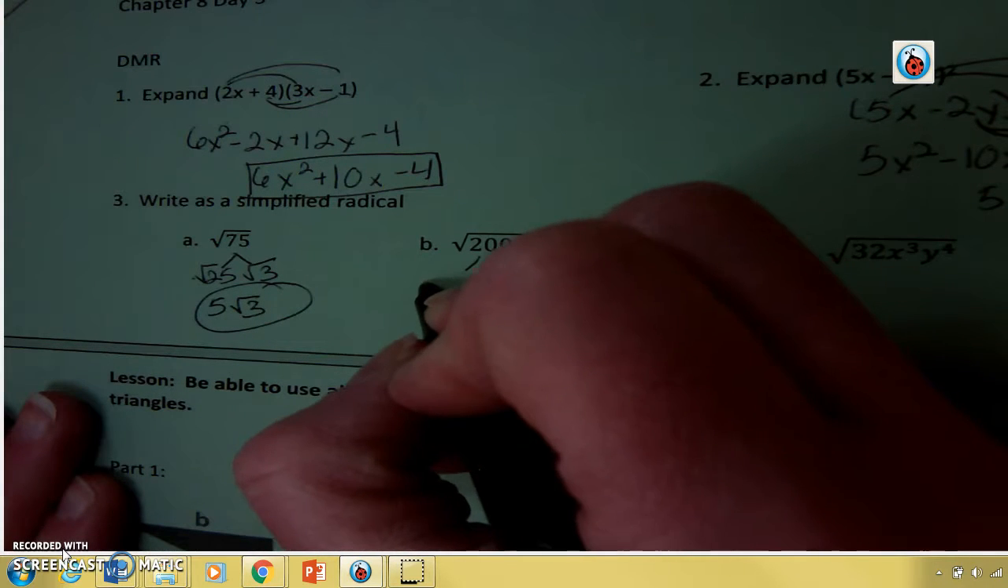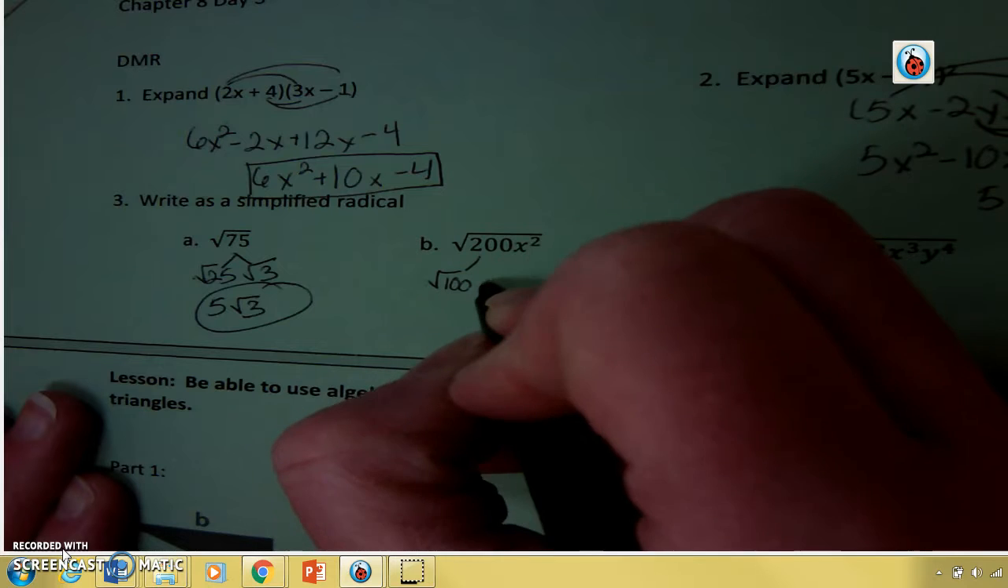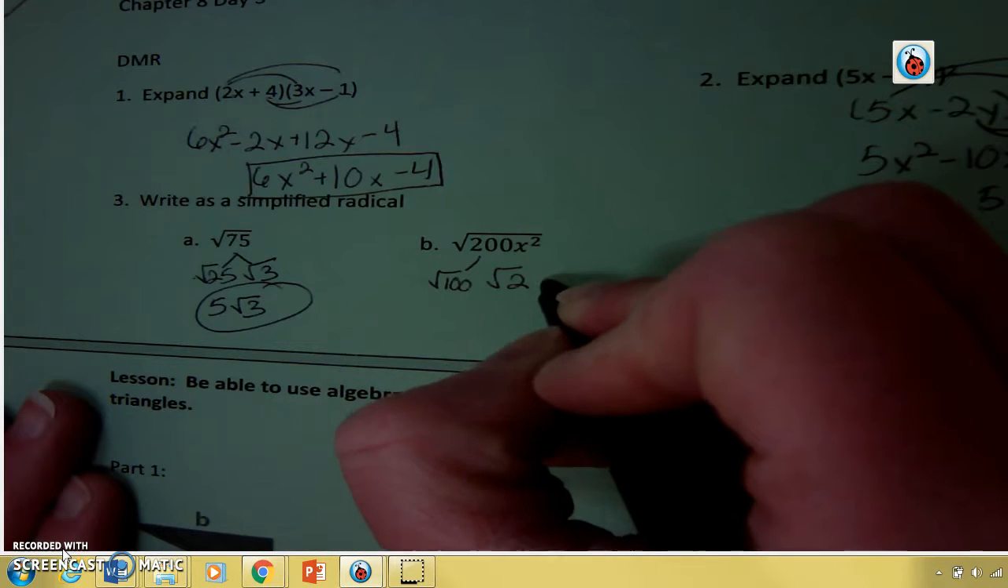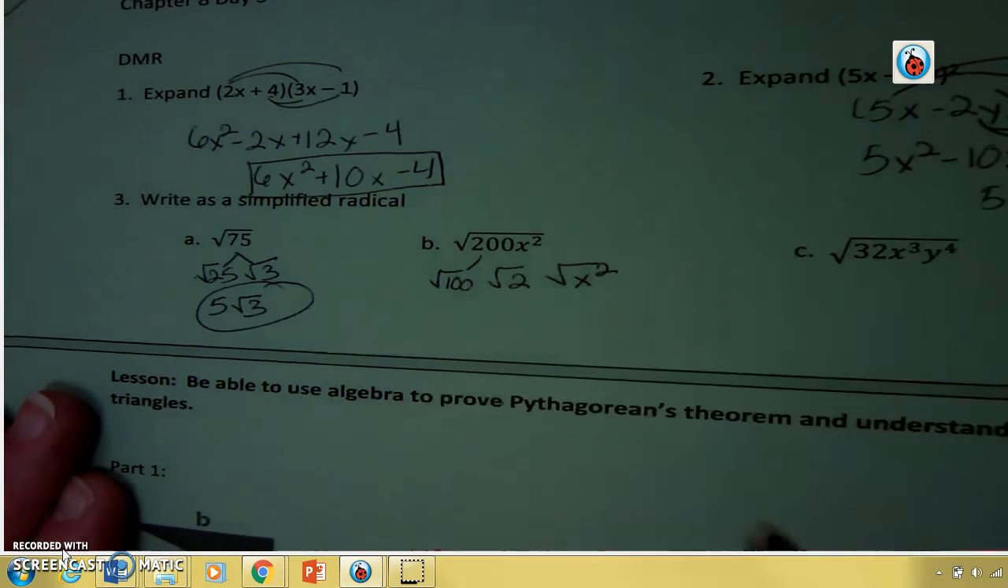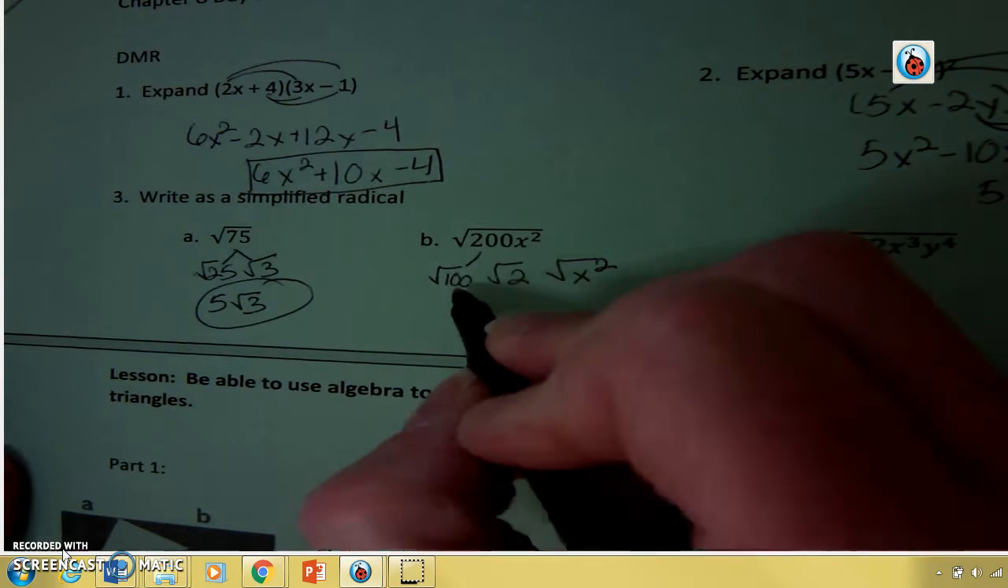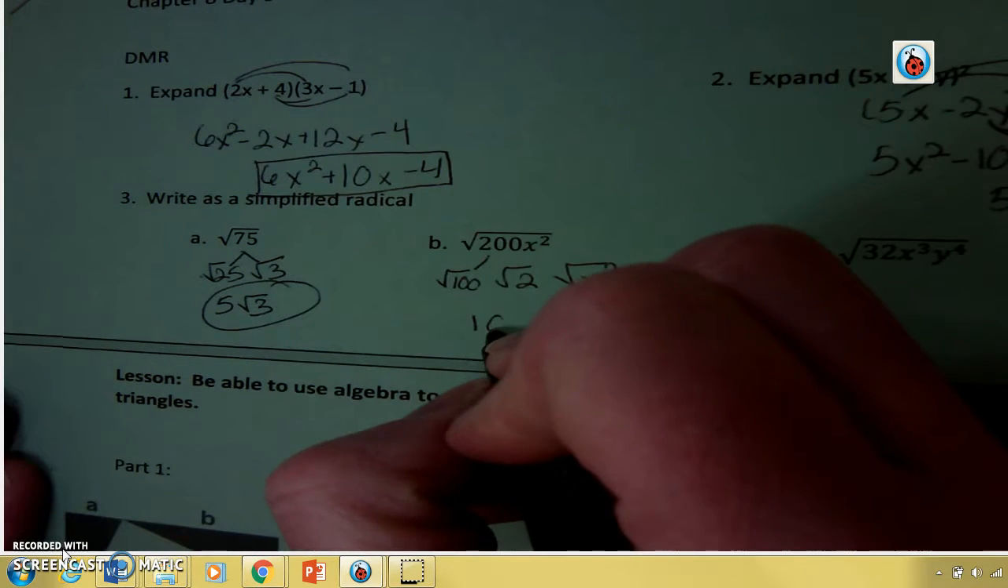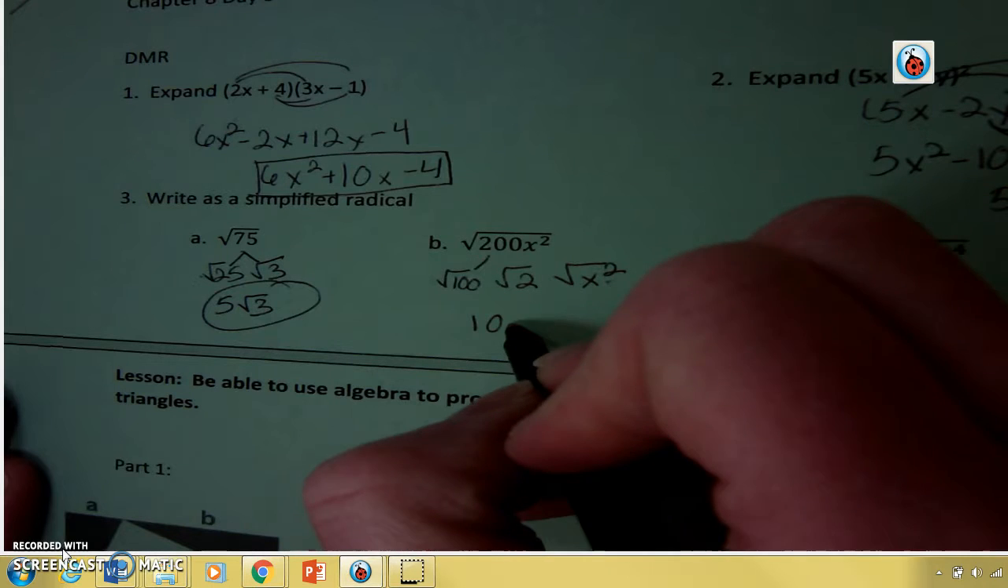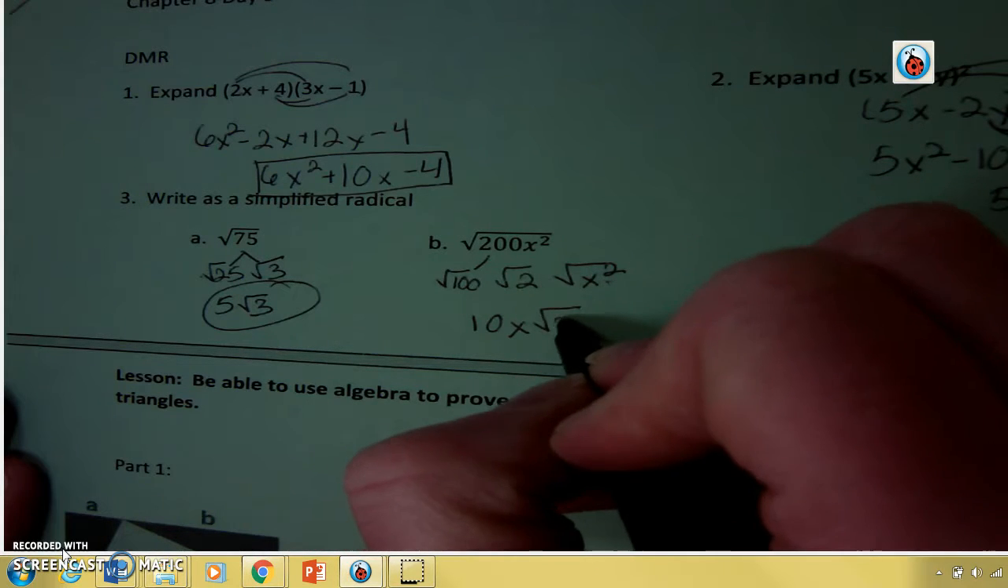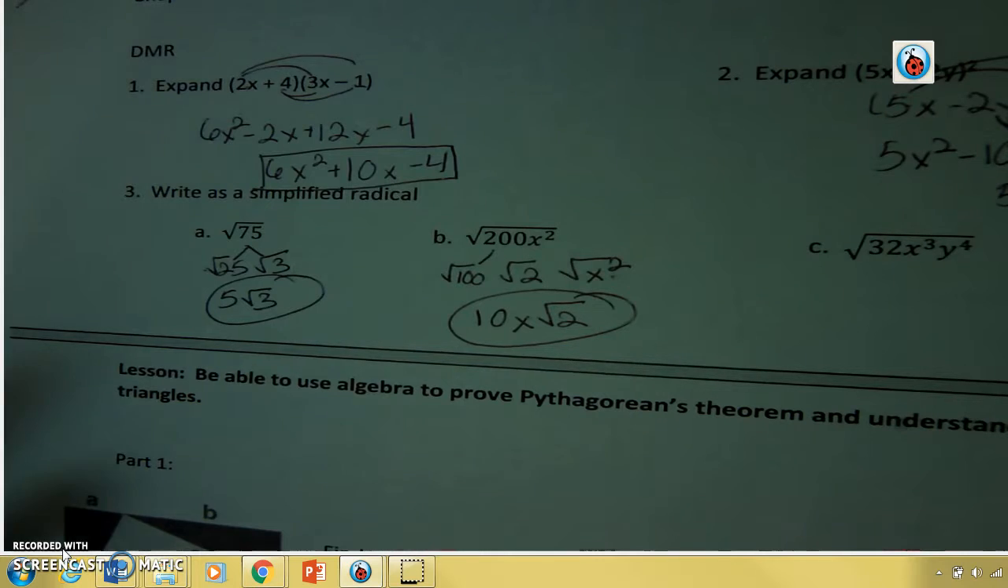Okay, here I'm going to break this down to the square root of 100, because that is a perfect square, times the square root of 2, times the square root of x squared. So I take anything that I can square root. Square root of 100 is 10. Square root of x squared is x. And square root of 2 is irrational, so I leave it under the radical sign.